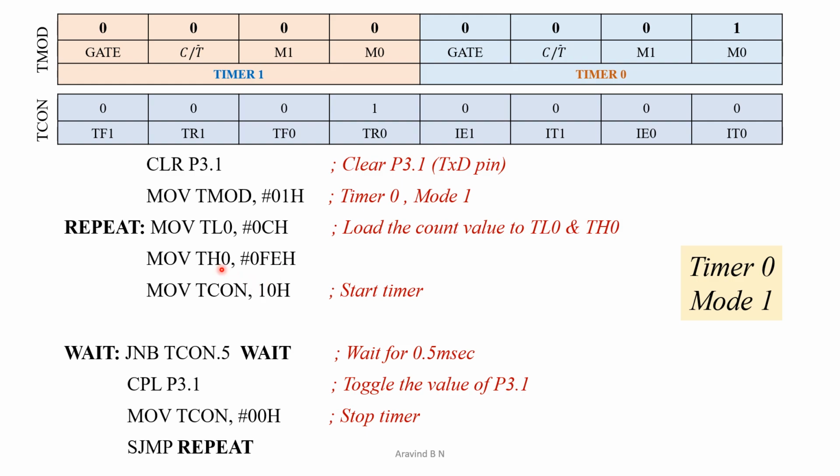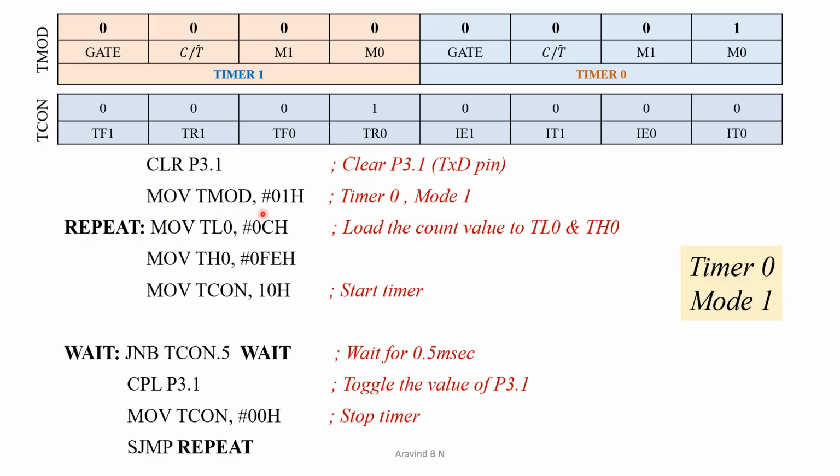So now let us start with the programming part. The TXD pin they are asking about is nothing but port 3.1. First we are going to make that 0. On time is 0.5 millisecond, off time is 0.5 millisecond. So initially we are going to set it equal to 0.